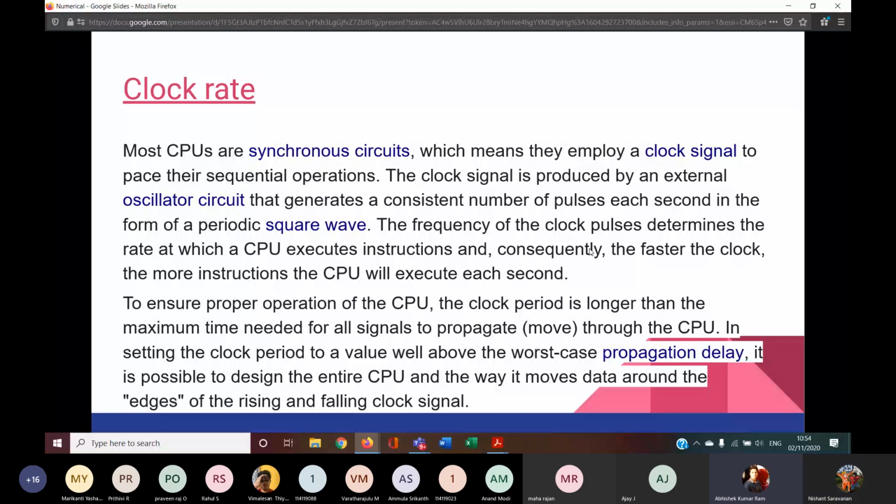As of 2014, the Guinness World Record for the highest CPU clock rate is an overclocked 8.723 gigahertz AMD Piledriver-based FX-8370 chip. To ensure proper operation of the CPU, the clock period is longer than the maximum time needed for all signals to propagate through the CPU. In setting the clock period to a value well above the worst-case propagation delay, it is possible to design the entire CPU and the way it moves data around the edges of the rising and falling clock signals.